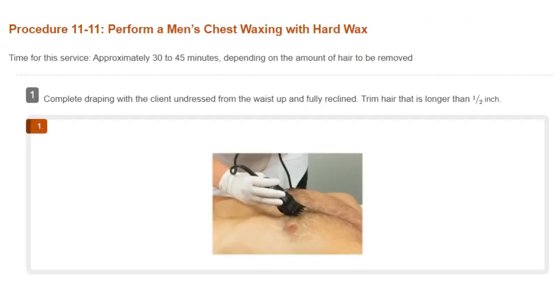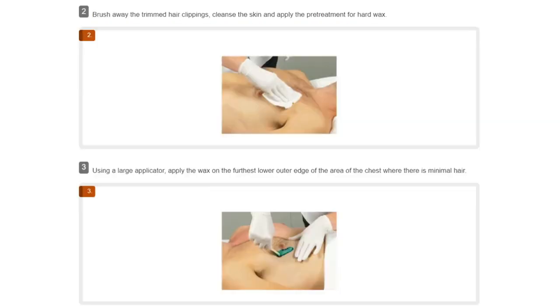Procedure 11 to 11. Perform a men's chest waxing with hard wax. Time for this service, approximately 30 to 45 minutes, depending on the amount of hair to be removed. 1. Complete draping with the client undressed from the waist up and fully reclined. Trim hair that is longer than 1/2 inch. 2. Brush away the trimmed hair clippings, cleanse the skin and apply the pre-treatment for hard wax.